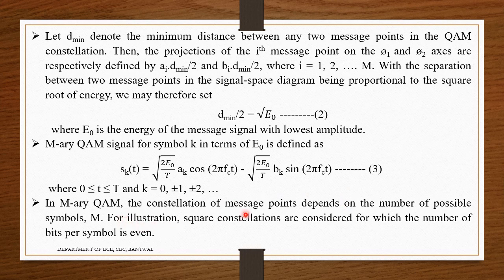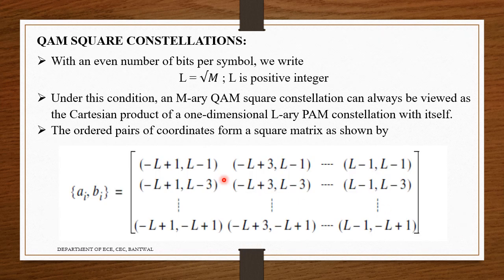In M-ary QAM, the constellation of the message points depends on the number of possible symbols M. So everything is controlled by M. For illustration, the square constellations are considered, for which the number of bits per symbol is even. Everything will be in a square with an even number of bits per symbol. What we mean by this constellation is nothing but how the ranges will be varying. We write L equals square root of M. So this is how we do it.